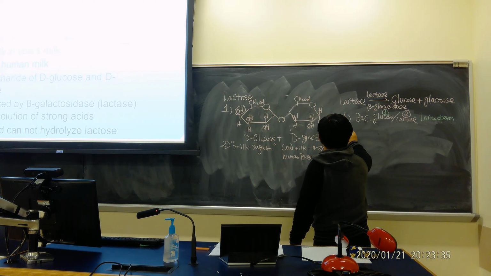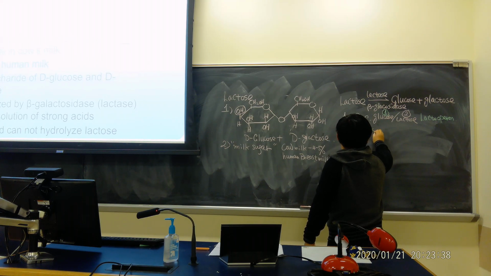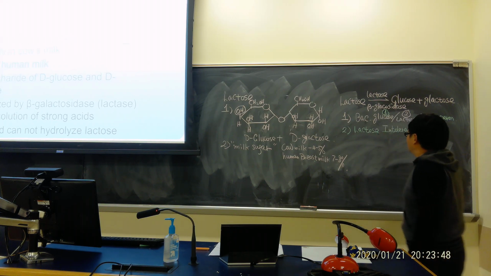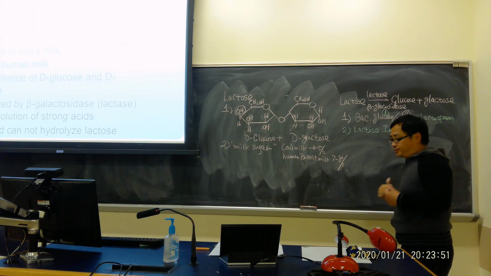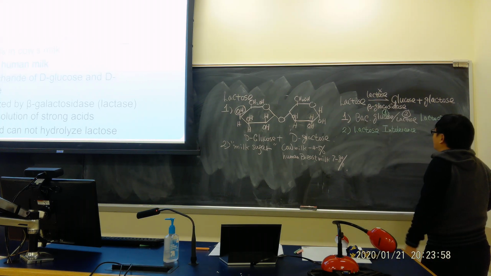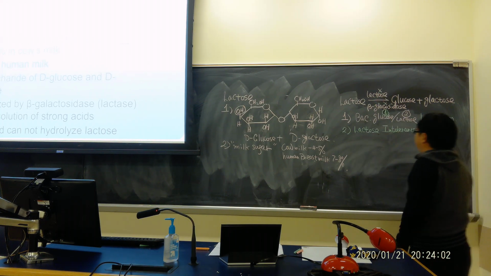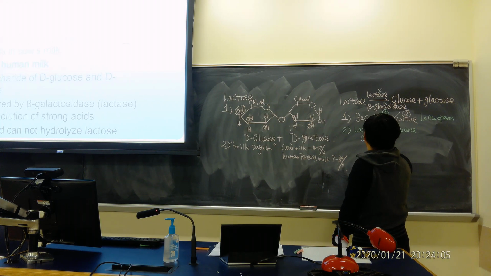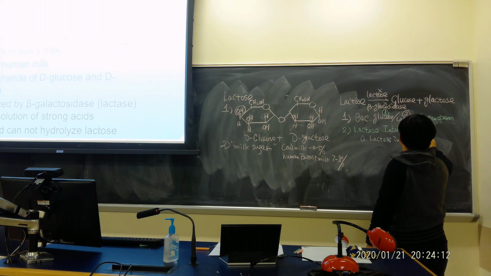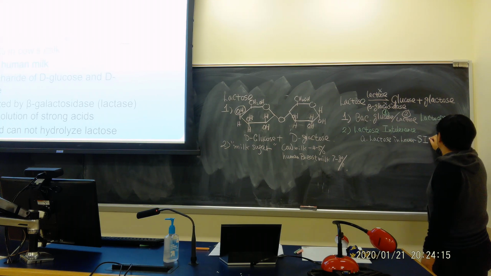Now here what we want to talk about is something that happens in human beings, lactose intolerance. Now what is lactose intolerance? Some people genetically do not have lactase or beta glycosidase. So what happens? The lactose in the lower part of the small intestine will be partially hydrolyzed. Not completely.